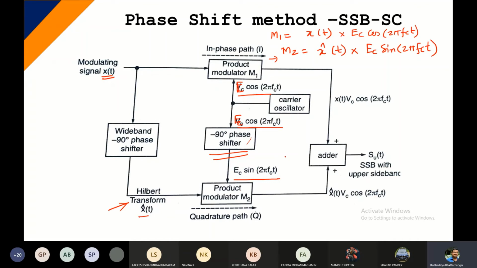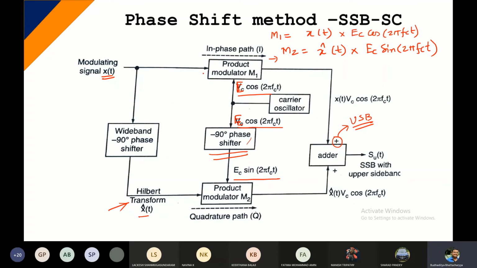And naturally, the output is nothing but an adder. Now, why do I need an adder? If I use an adder, we will have USB as the output. Just remember this: if I go for minus, it will be the LSB. But usually we prefer to have USB always, so in most cases this will be an adder only. If instead of an adder you have a subtractor over here, the sign would be minus, and in that case you will get the LSB as the output.